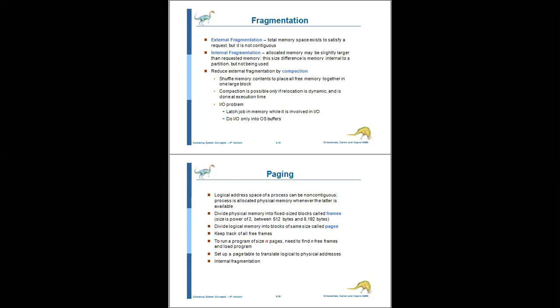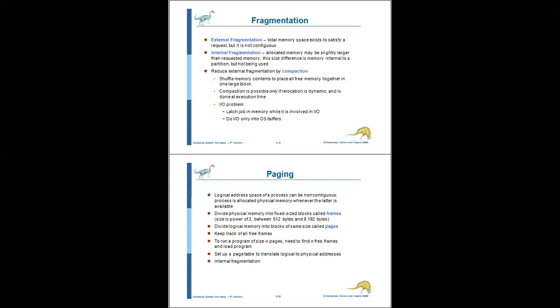Compaction is collecting the small free memory spaces and making them into one large free memory space. That is compaction. It also solves the considerable problem of fitting memory chunks, meaning free memory spaces of varying sizes, onto the backing store. So this is the introduction about paging.